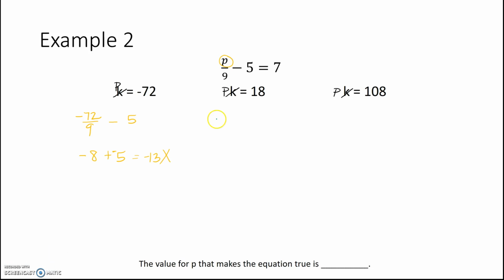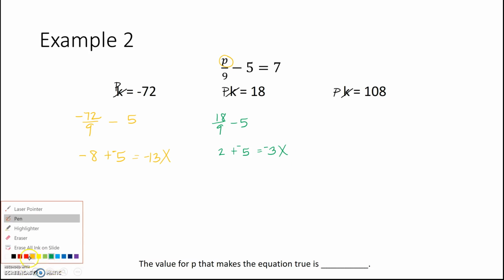So now I'm plugging in 18. So I have 18 over 9 minus 5. So 18 divided by 9 is 2. 2 minus 5, well, I can't subtract bigger numbers, so I'm going to do boom, boom again. And now I have different signs, so I subtract. 5 minus 2 is 3. Keep the sign of the biggest number. That one doesn't match either. So hopefully this last one works, or we're out of luck.